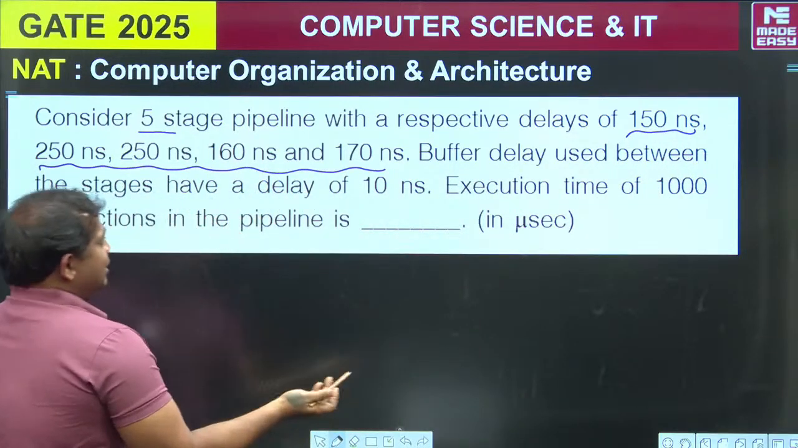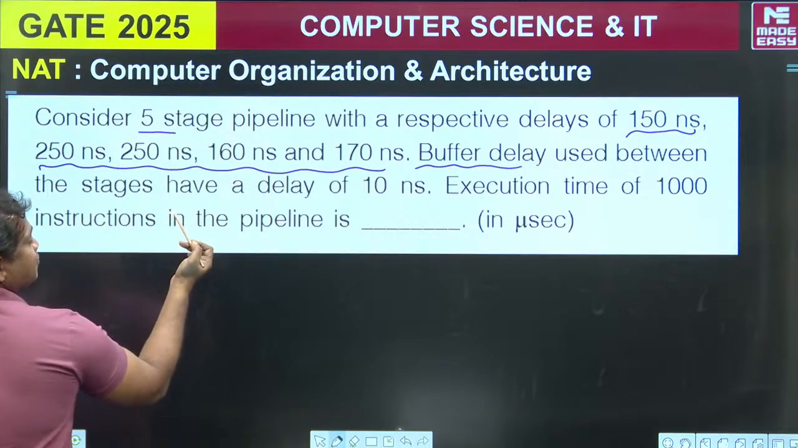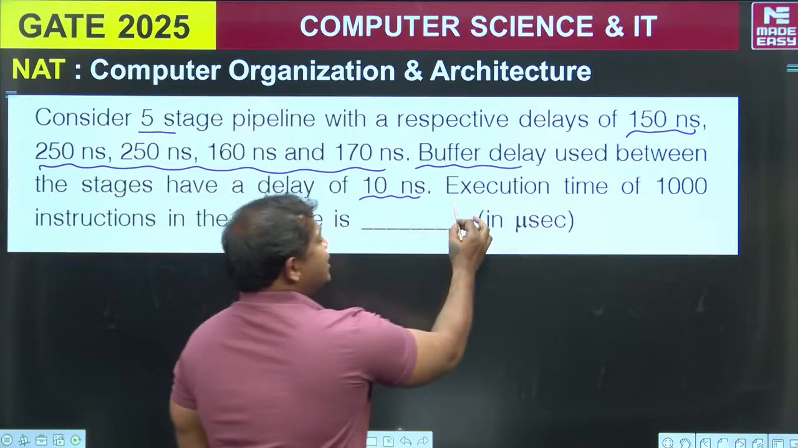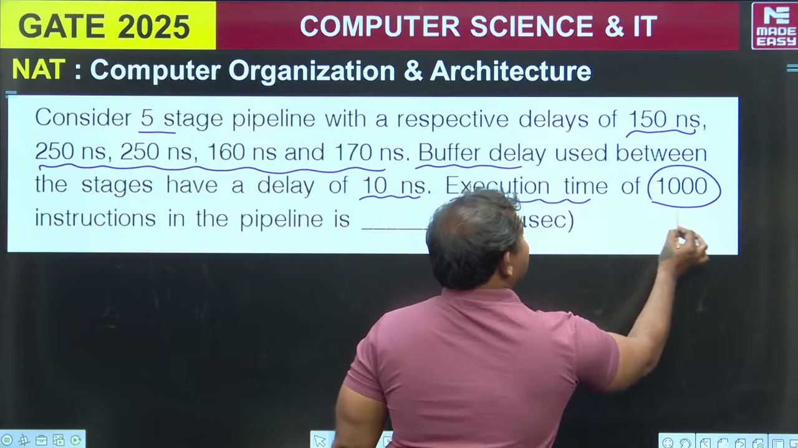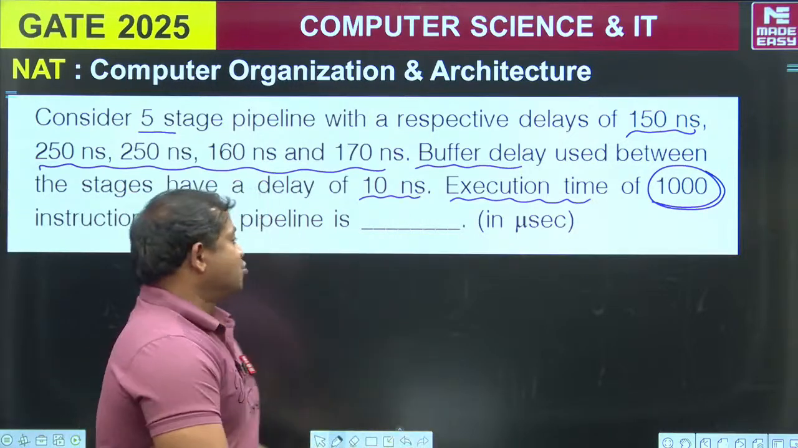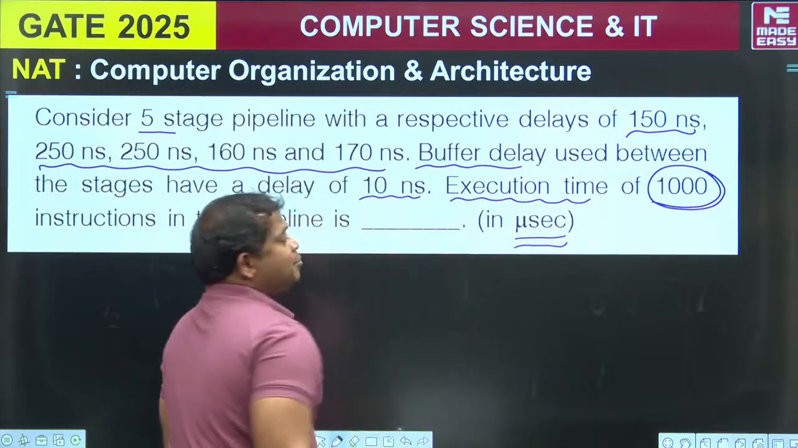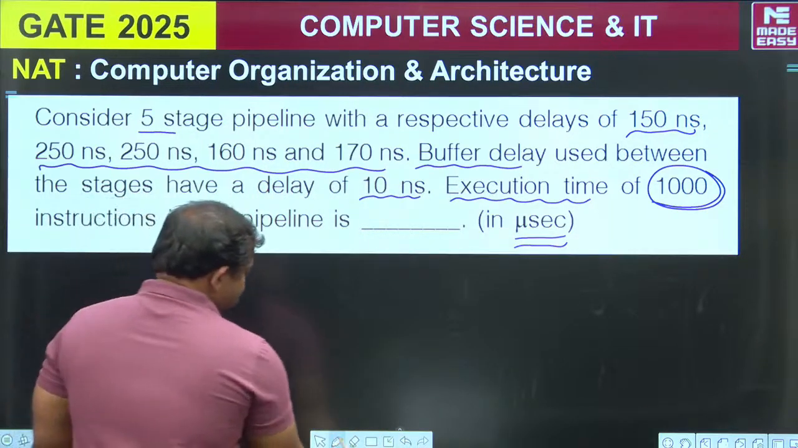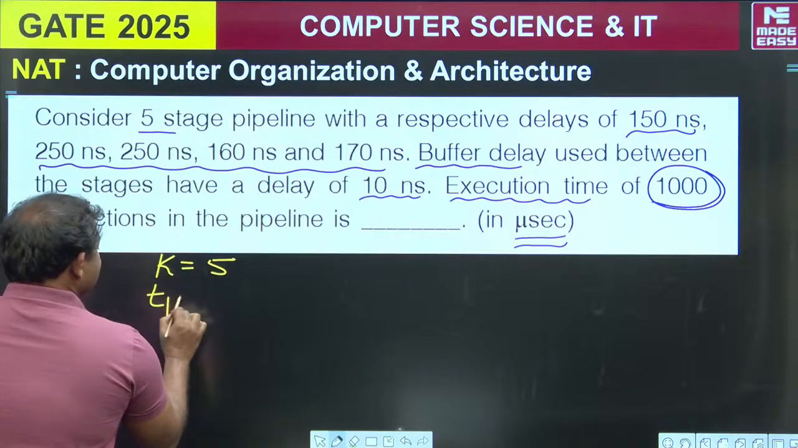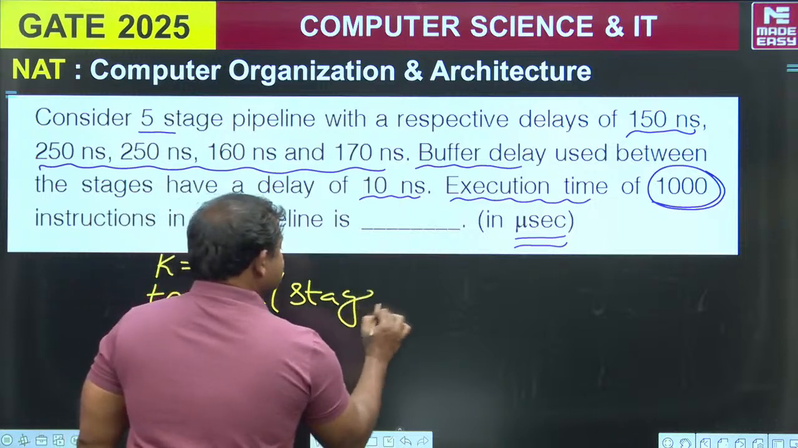Buffer delay is also mentioned in the question. Buffer delay, 10 nanoseconds given. So we need to calculate the execution time of 1000 instructions. How much time is required to complete 1000 instructions? That too, we need to report the execution time in microseconds. So here the given values: k is equal to 5, cycle time is equal to maximum of stage delay plus buffer delay.